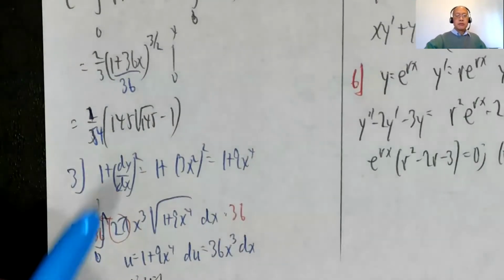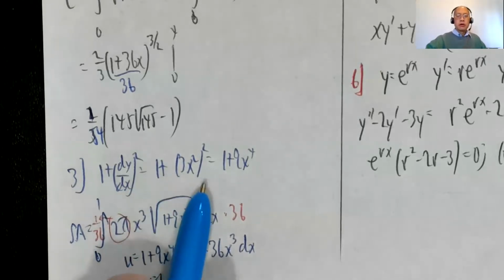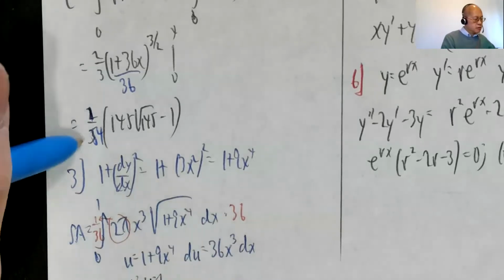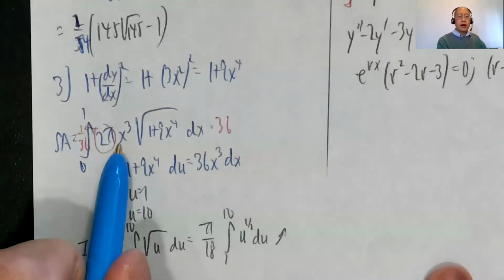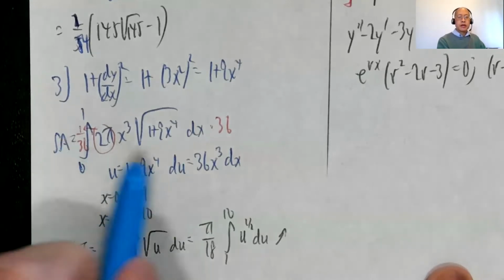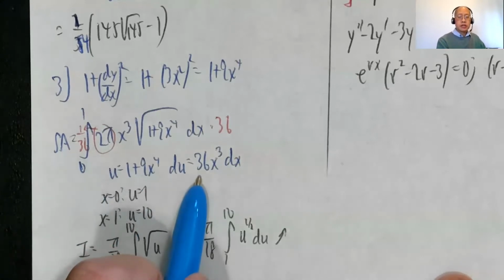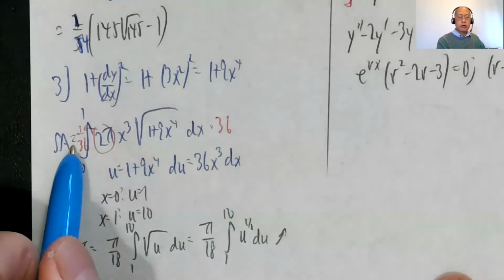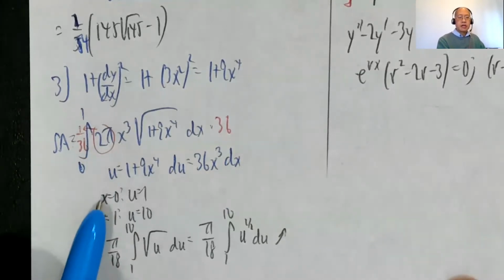Number 3, 1 plus (dy/dx) squared is 1 plus 3x squared squared, or 1 plus 9x to the 4th. All right, so surface area is the integral of 2 pi y radical 1 plus 9x to the 4th dx. Take out the 2 pi. u equals 1 plus 9x to the 4th. du is 36x cubed dx. There needs to be a 36 here and a 1 over 36. Combine it with the 2 pi, I get pi over 18.